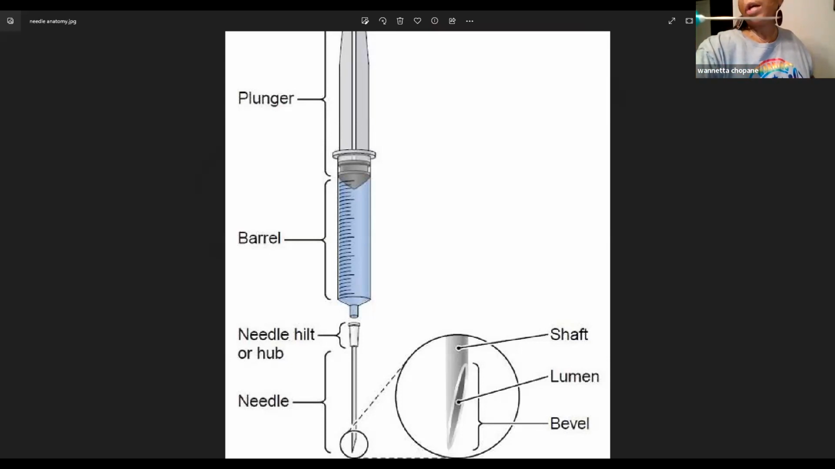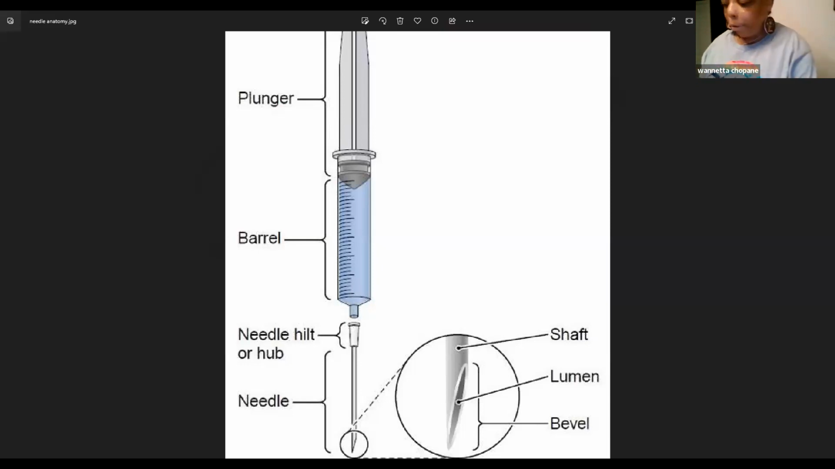Now, if the bevel is downward, you see how I just turned it from up to down? And you see that pointy part is what's going to go into someone's vein first. Well, the bevel is down now. So when you stick that into my vein, the blood has nowhere to go. So the bevel has to be up. And this is the opening. You kind of see the opening right here. And it needs to be up facing the ceiling, not downward, okay?